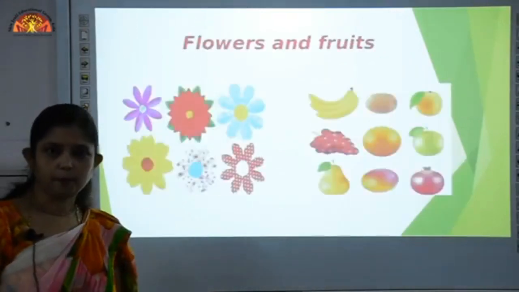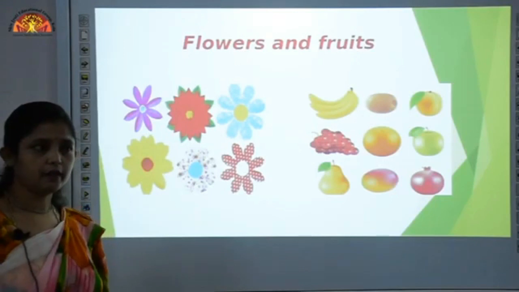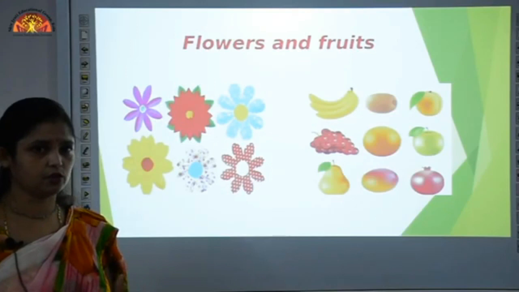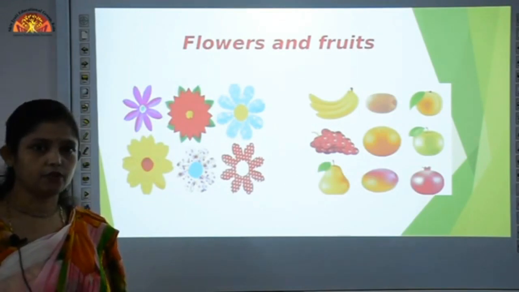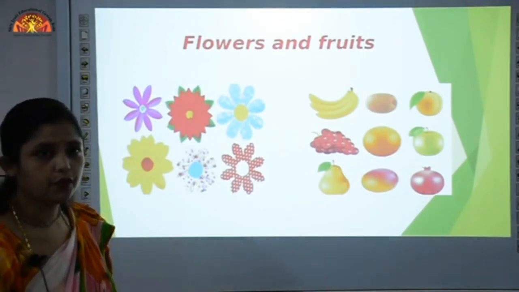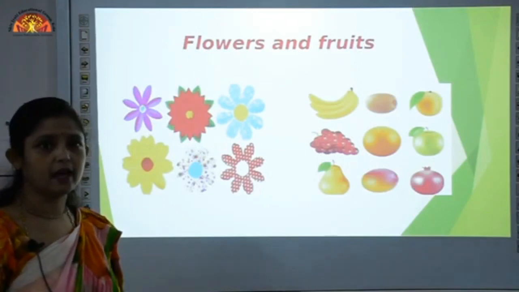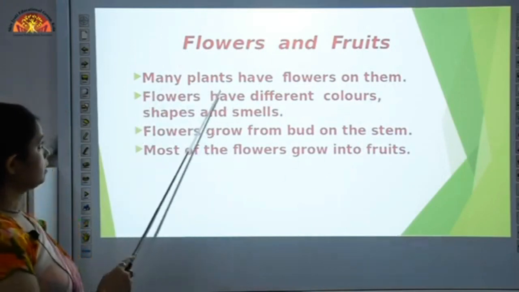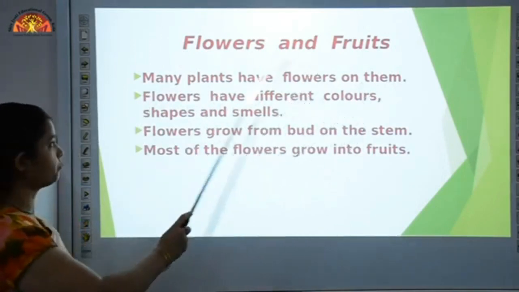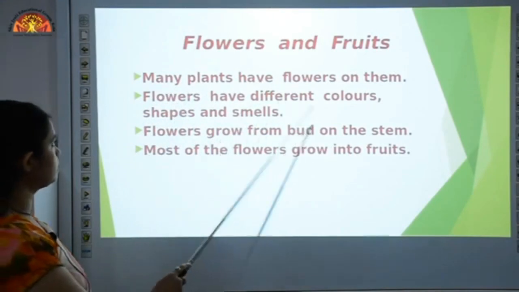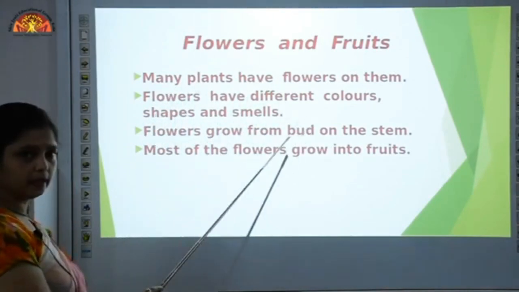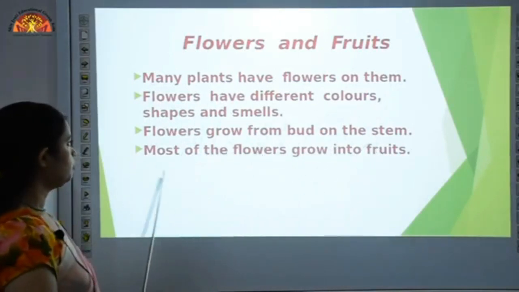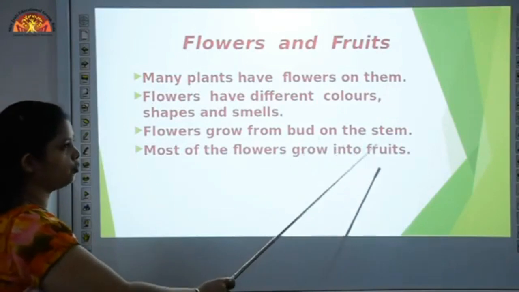Now we come to the next topic, flowers and fruits. So children, besides leaf, we are surrounded by variety of flowers also. Plants possess different varieties of flowers. These flowers are of various colors, various sizes, and they give out various types of smells also. Many plants have flowers on them. Flowers grow from the bud on the stem, and most of the flowers grow into fruits.